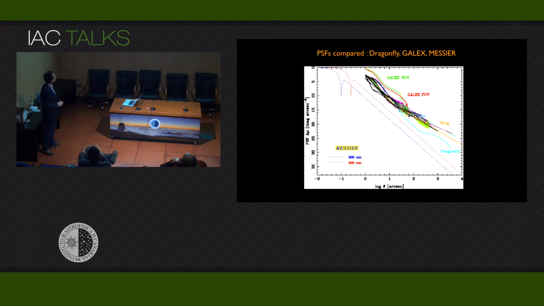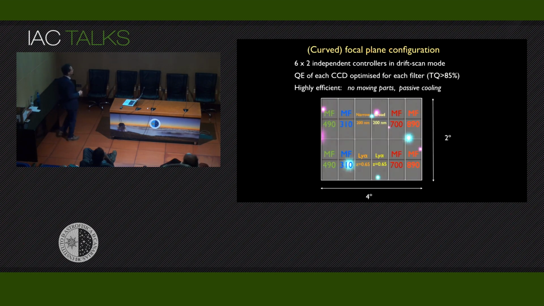Now, if you compare the PSFs of Galex as opposed to MESSIER in blue, we just have an order of magnitude improvement in resolution and also in compactness of the design. It has been designed for that. And if you look at the PSF from Dragonfly, it will be again something like 5 magnitudes better, and essentially because we are just fighting the atmospheric scattering.